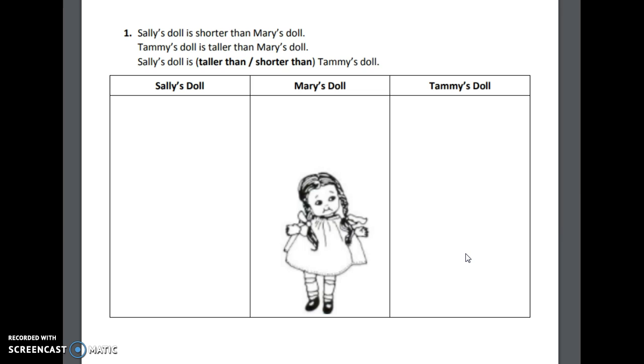The last part of this question says, Sally's doll is, you're going to circle either taller than or shorter than Tammy's doll. So Sally's doll compared to Tammy's doll. Is it taller than or is it shorter than? So circle the correct answer.